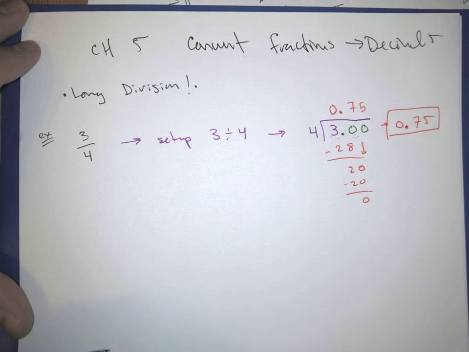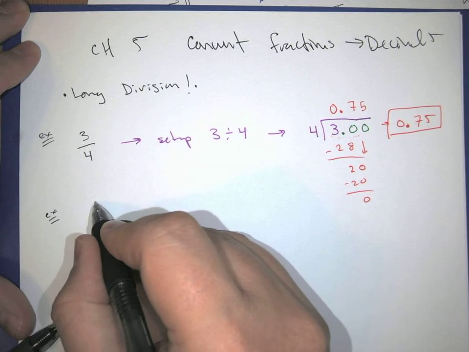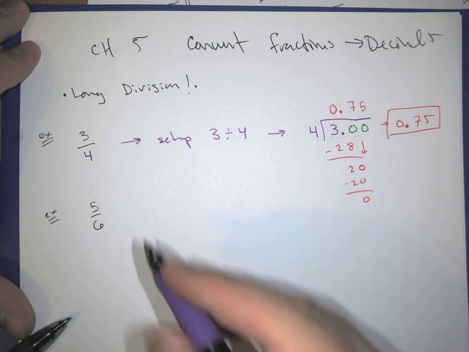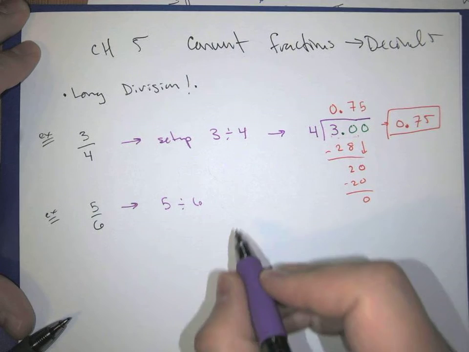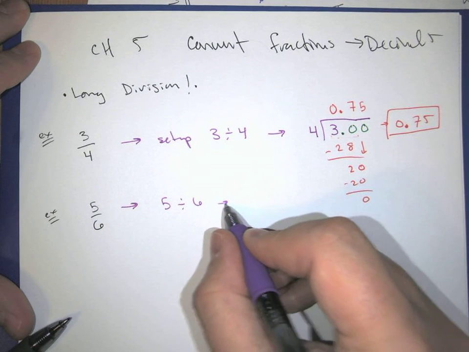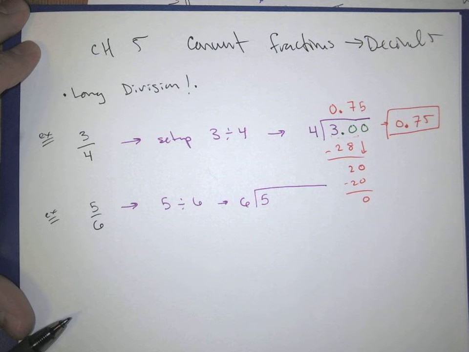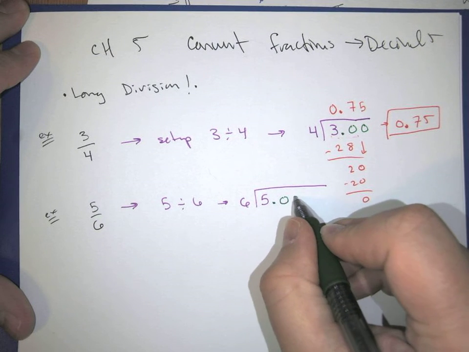Let's do one that we maybe don't know quite so obviously off the top of our heads. Let's keep the numbers small for now. Let's do something like 5/6. So again, this means 5 divided by 6, which of course means 6 going into 5. I know 6 isn't going to go into 5 evenly, so I'll throw a couple decimal places on here.